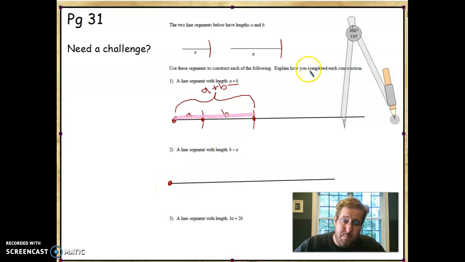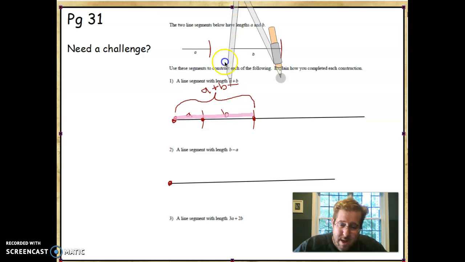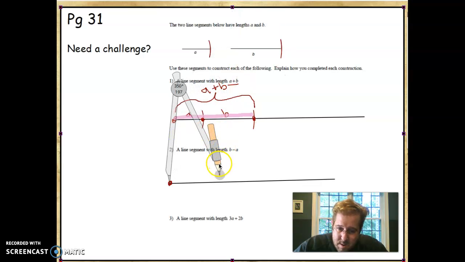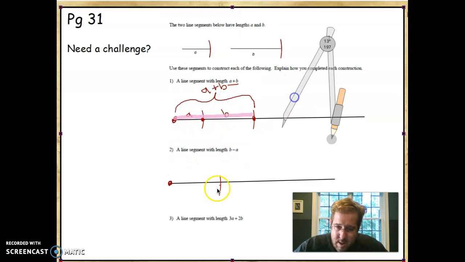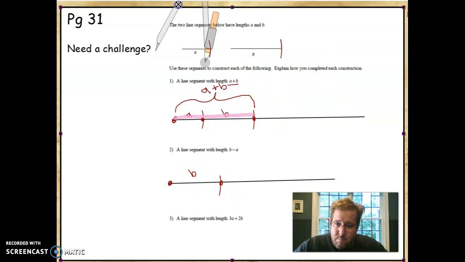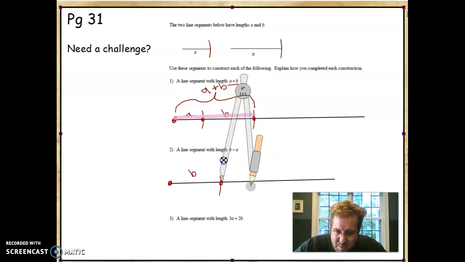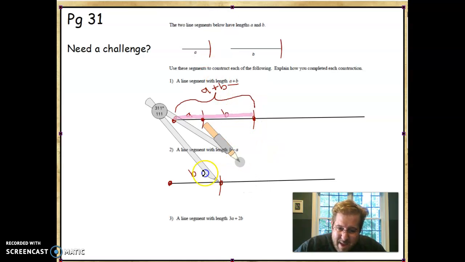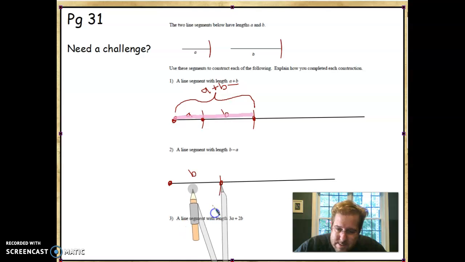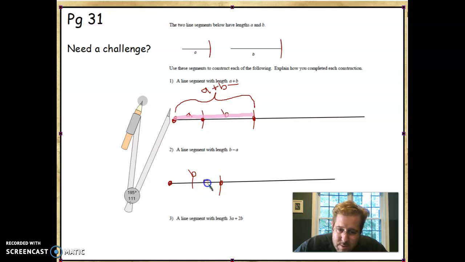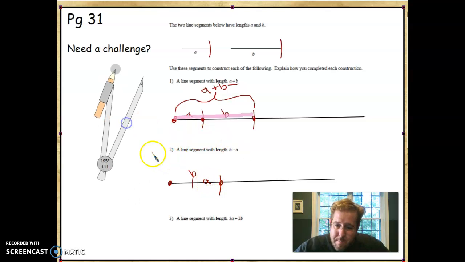So this time I have to do B first. The nice thing is I already have it set up for B, so I'm going to come down here and make an arc, and that is B. Then I have to remeasure A. Close this up a little bit. Okay, it's that size. Then I'm going to go to the end of B and work backwards. I'm going to deduct or take away length A. So my answer is, okay, that.